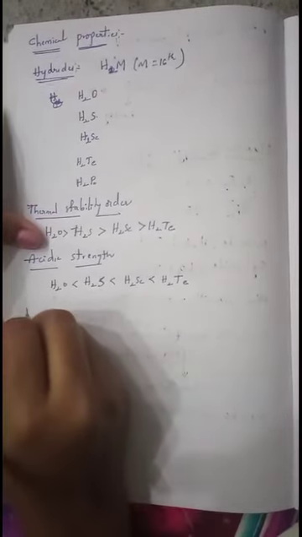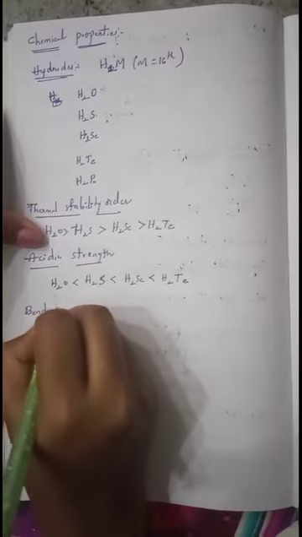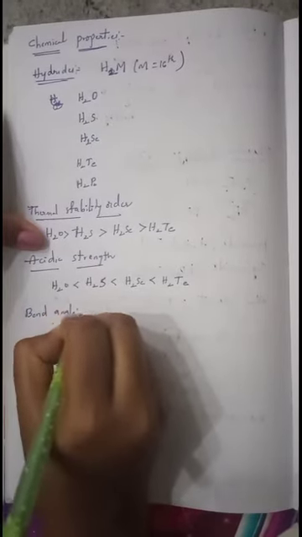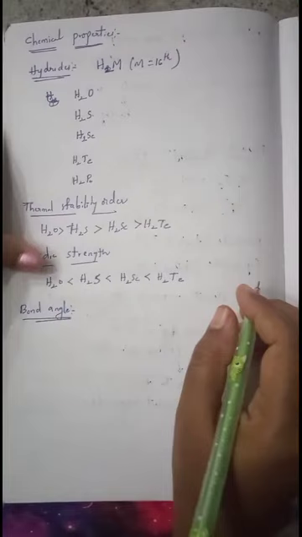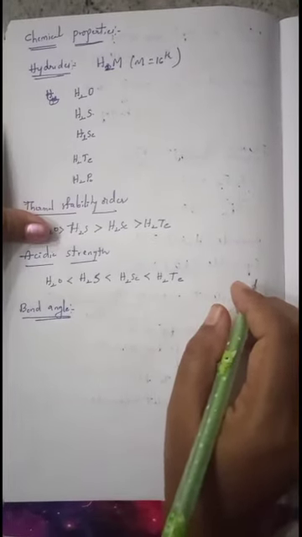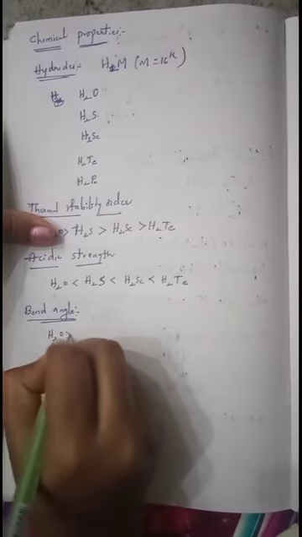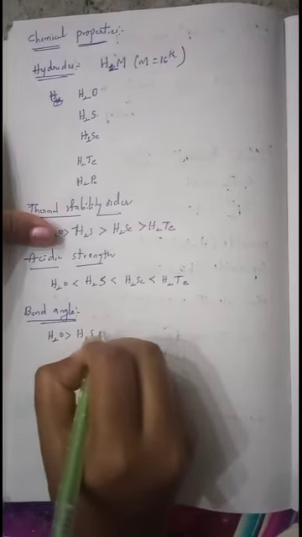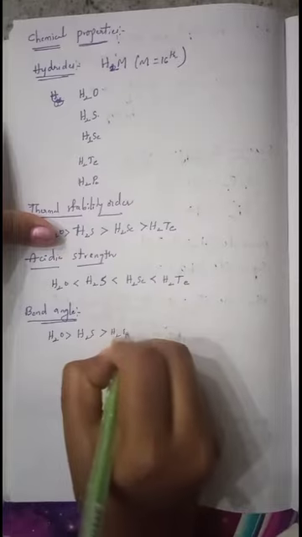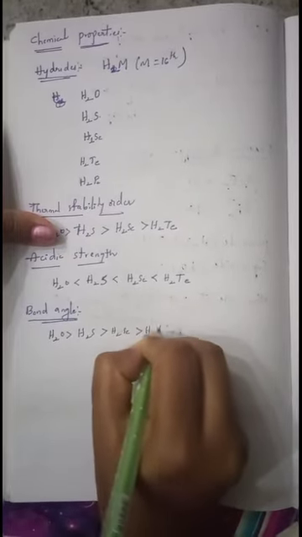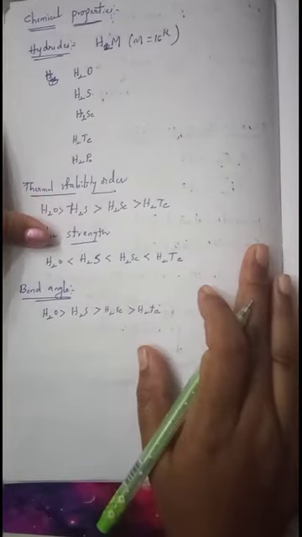Next, bond angle. Bond angle decreases from H2O to H2Po. That means H2O has more bond angle than H2S, than H2Se, than H2Te. That means top to bottom the bond angle decreases.